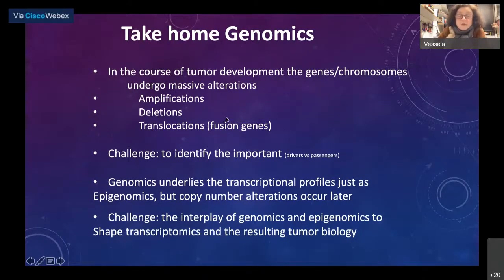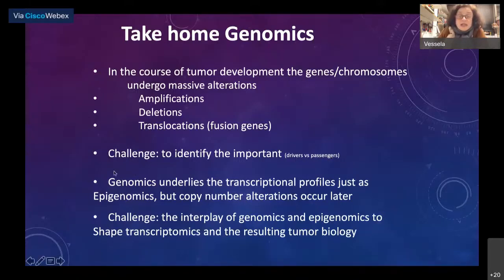Now, the take home of this part is that in the course of tumor development, the genes and the chromosomes undergo massive alterations. These could be amplifications, deletions, or translocations, which can cause fusion genes. The challenge is that there are many, and it is not so obvious which of them are really important. So which are the ones that are drivers and really drive the proliferation, drive the expansion into metastases, and which are just passengers. They just happen along the way.